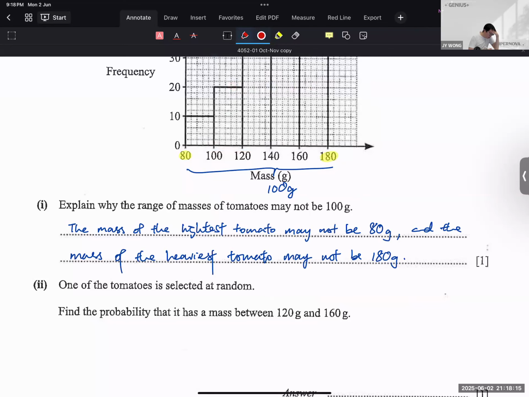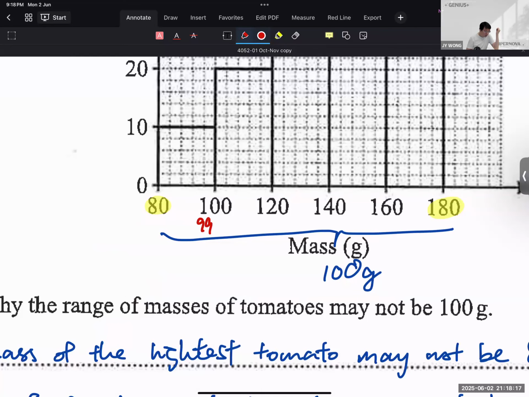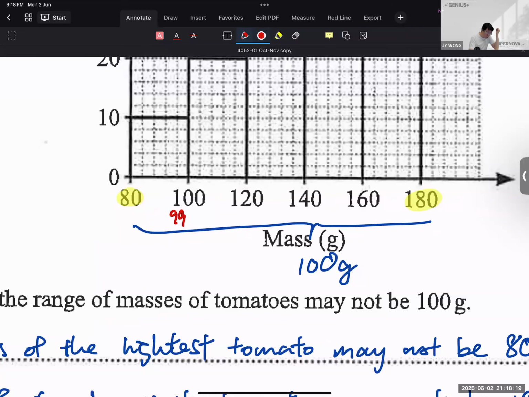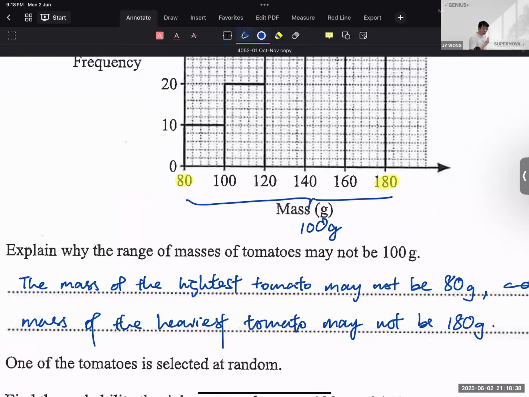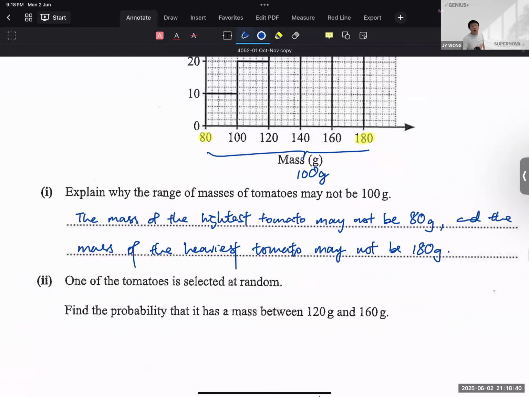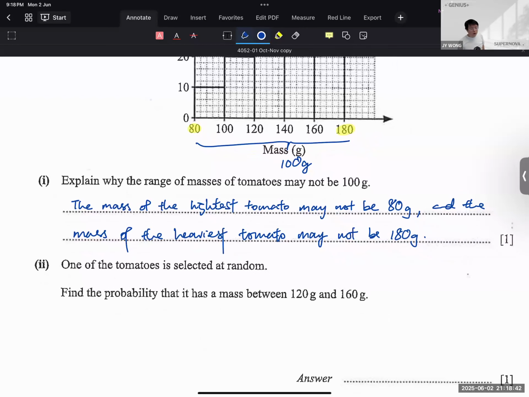Your lightest tomato could well be 99, and your heaviest tomato could well be 161. That still falls within the class interval, right? Because we cannot be sure that it is definitely 80 and 180, the range may not be 100. The maximum possible range is 100, but it could be less than 100. There are other ways to explain the question, but I think this is one of the easier ways for students to visualize why it's not the case.